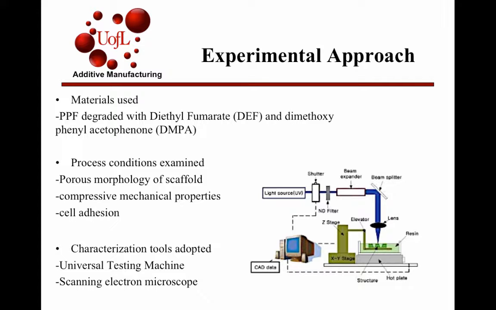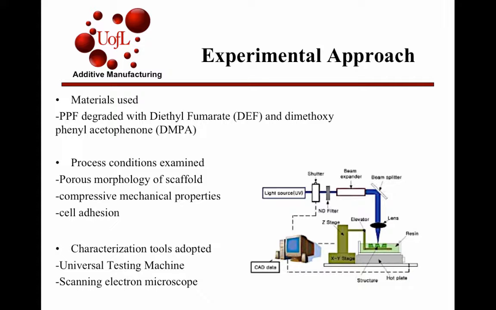The process conditions examined were the porous morphology of the scaffold, the compressive mechanical properties, and then cell adhesion. They used the universal testing machine to test the compressive qualities, and then they used a scanning electron microscope to be able to observe the cells after they were seated.